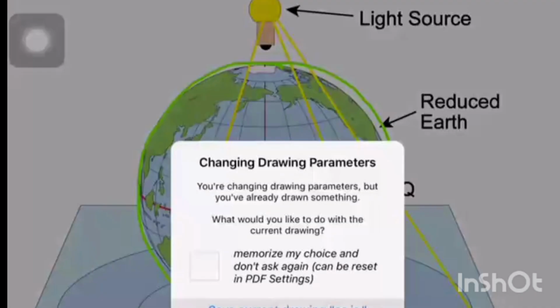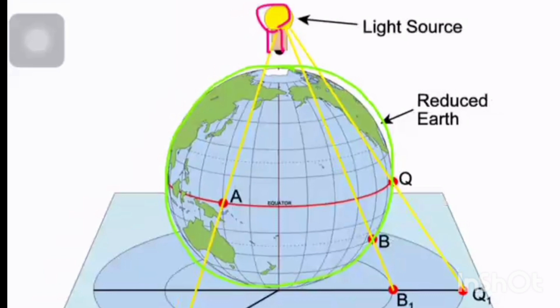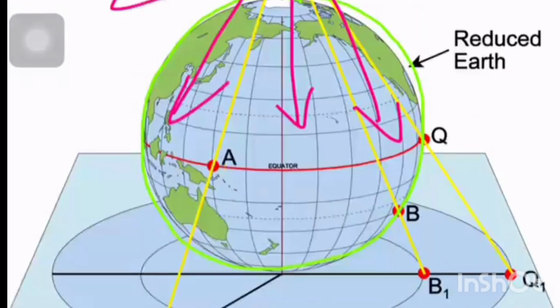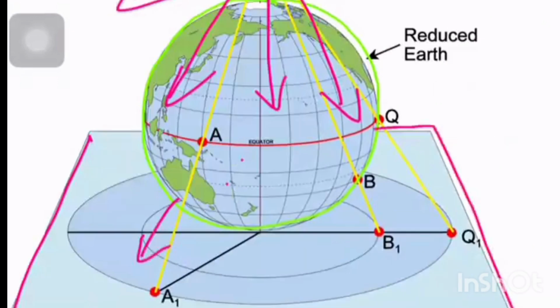I have a light source kept on the top, a light bulb. Now this light bulb will emit the lights in all the directions like this. The graticule on this earth will fall onto this flat sheet of paper which is lying down. Such a projection method is called azimuthal projection.